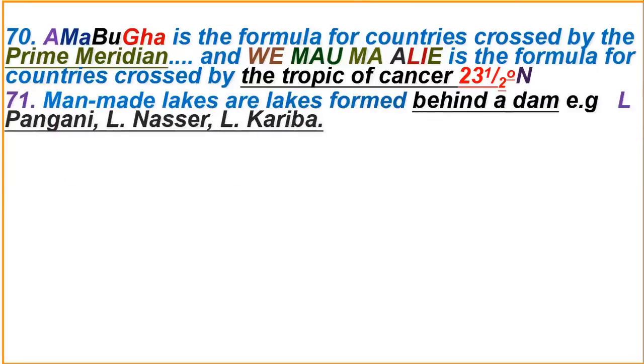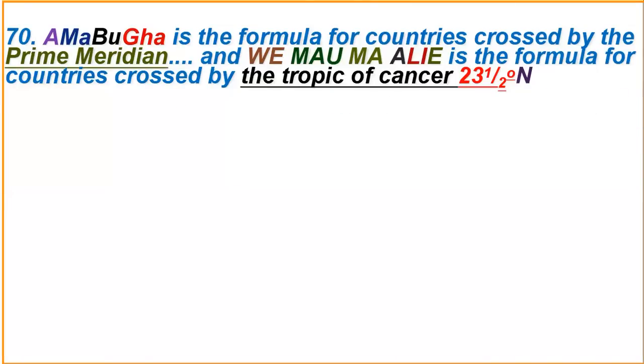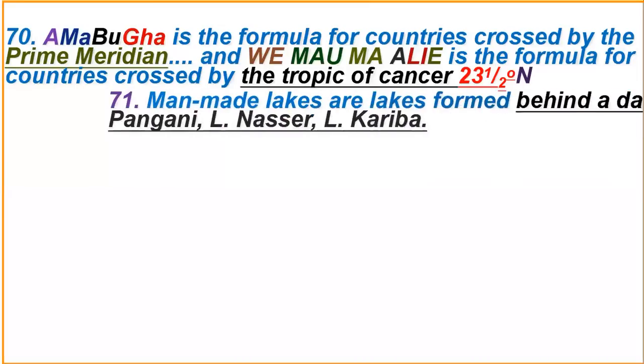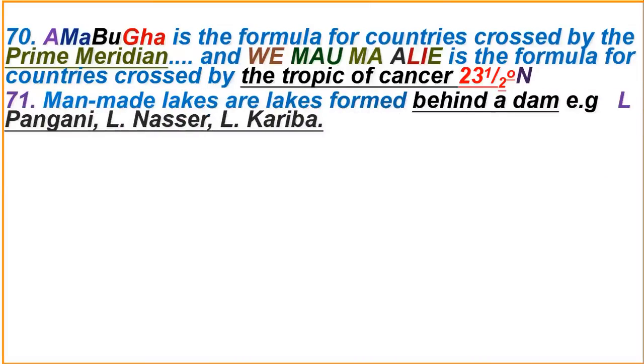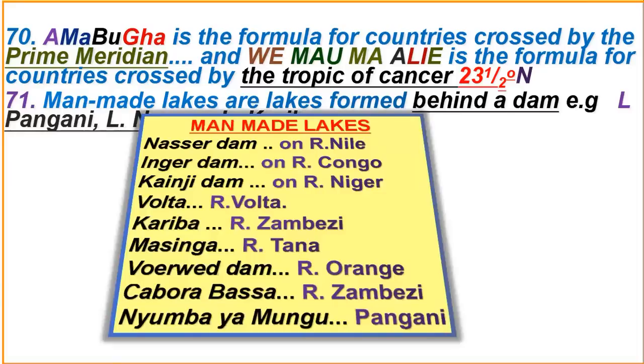Number 71. Man-made lakes. Man-made lakes are usually formed behind a dam. For example, we have Lake Pangani, Lake Nasser, Lake Kariba. I have this song here.